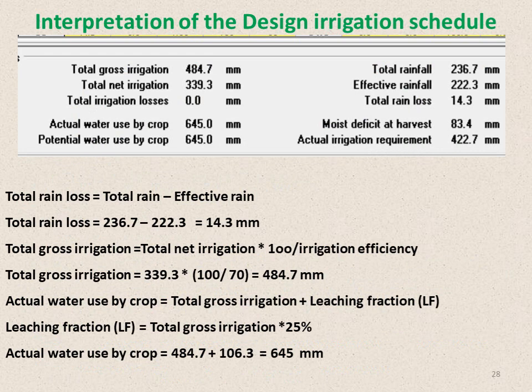Here some calculation of the different water requirement and rain loss and total gross irrigation, which have been obtained from our final processing. Here we clarify the figures of the table.